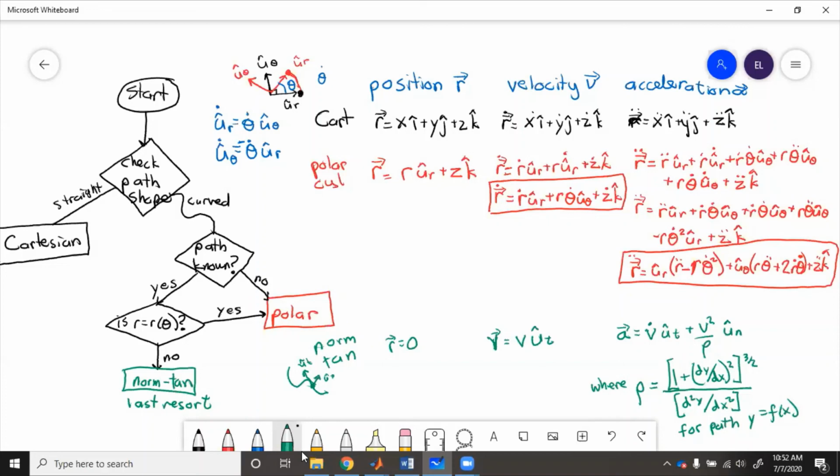Now, important things to note here. Position vector for normal tangential is always 0. Velocity is always along the path. Acceleration has a component along the path because it could be speeding up or slowing down, and a component normal to the path because it could be turning left or right.